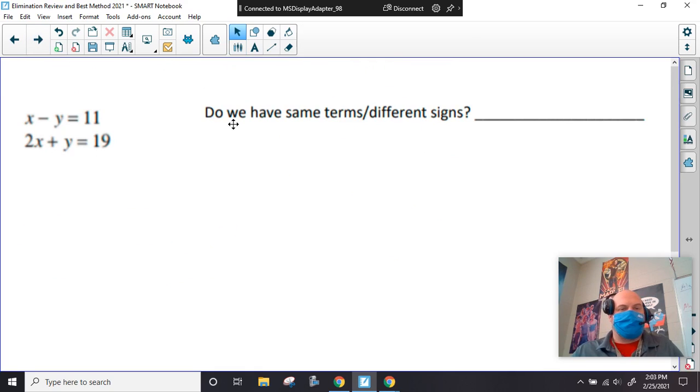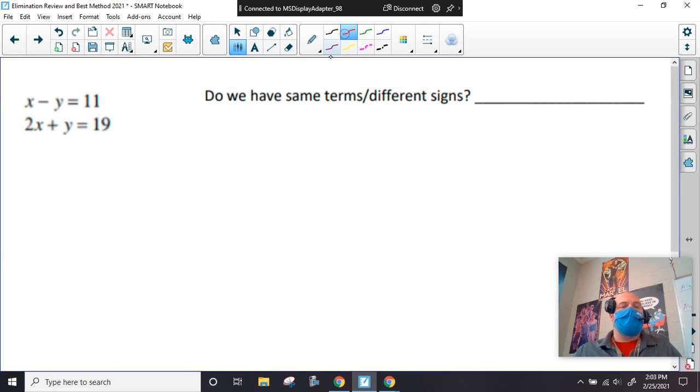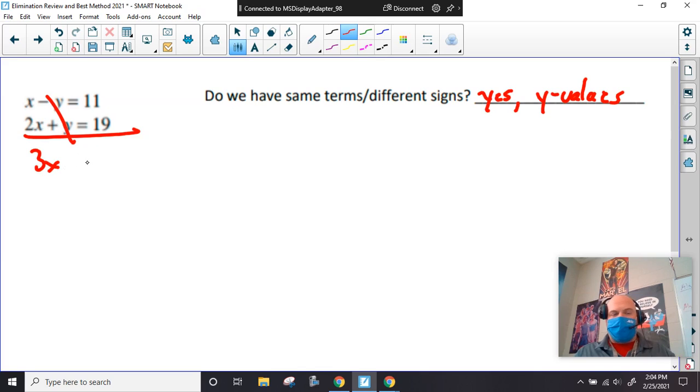Now, here's the second one. Do we have same terms, different signs? This would be a yes. This time it's the y value. Because if we combine these, if I combine 1x and 2x, I get 3x. The y's go away, and this becomes 30. So, divided by 3, and x equals 10.